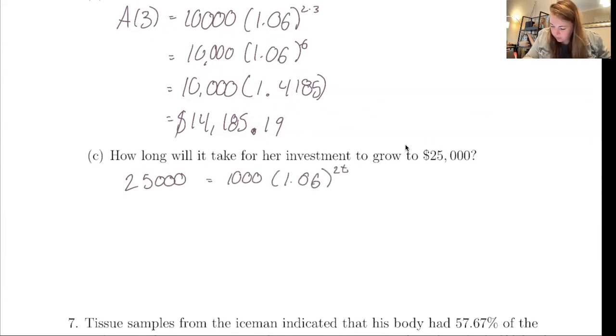Okay. Oops, I forgot a 0. So this is going to work similar to how we've been doing the other ones when the thing we want to solve for is T, right? Because it's how long will it take. That's asking for a time. And that's stuck up in the exponent.